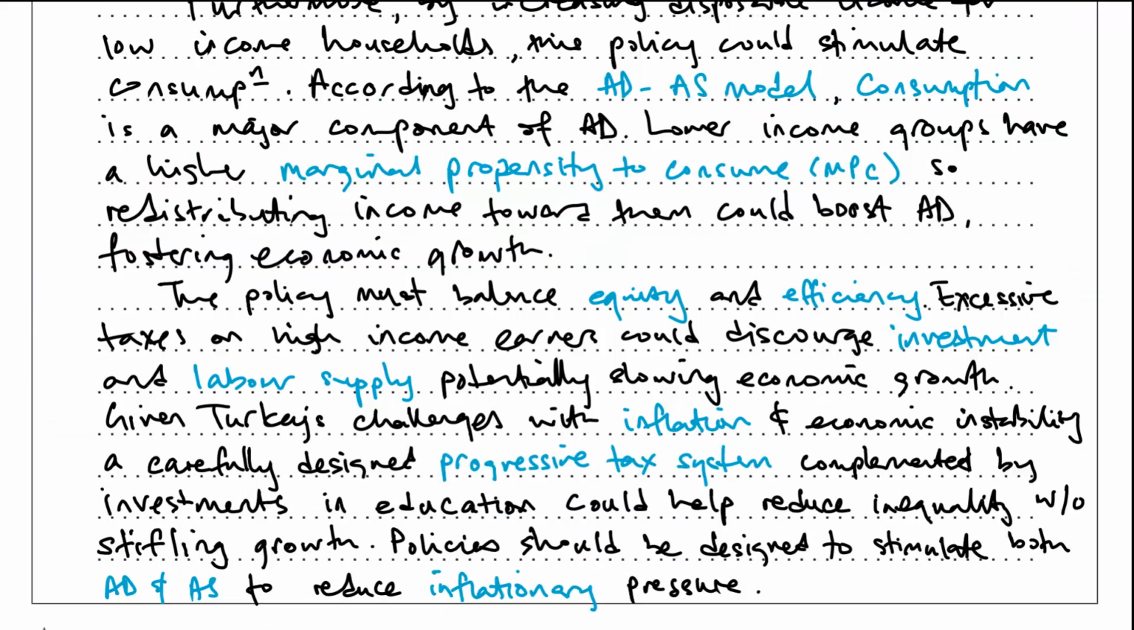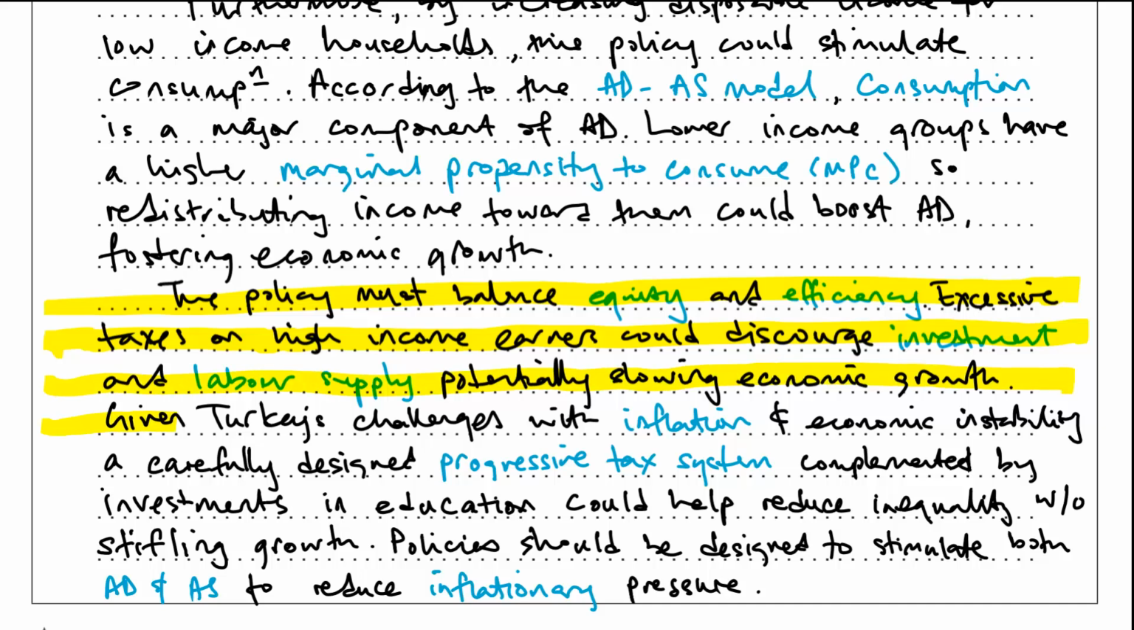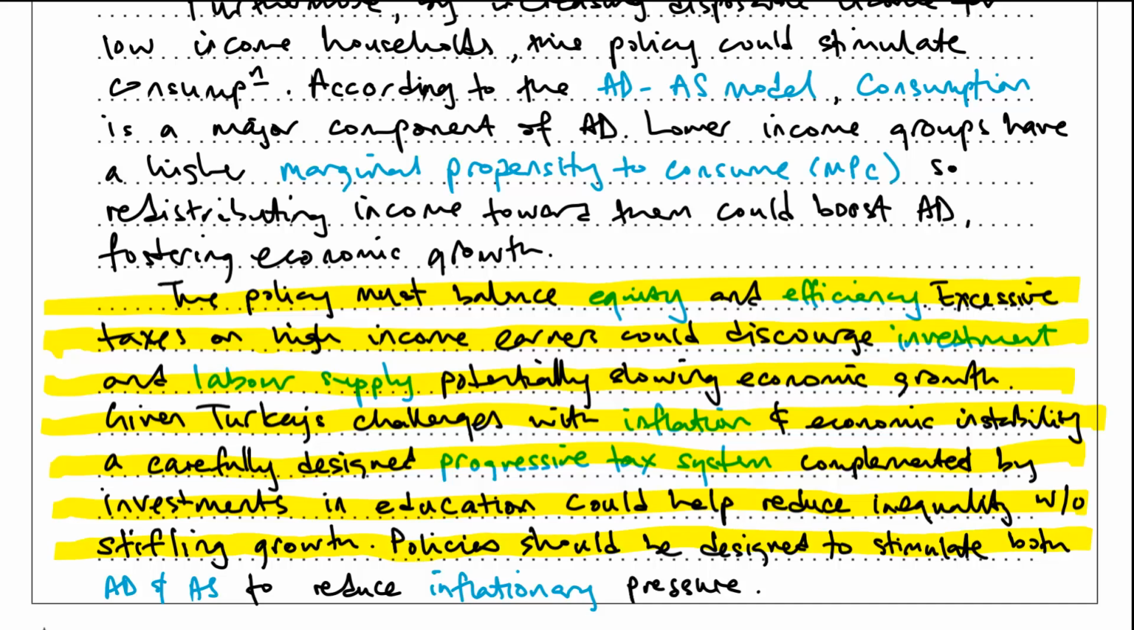Now, just to finish off, this policy must balance equity and efficiency. Excessive taxes on high income earners could discourage investment and labor supply, potentially slowing economic growth. Given Turkey's challenges with inflation and economic instability, a carefully designed progressive tax system complemented by investments in education could help reduce inequality without stifling growth. Policies should be designed to stimulate both aggregate demand and aggregate supply to reduce inflationary pressure.